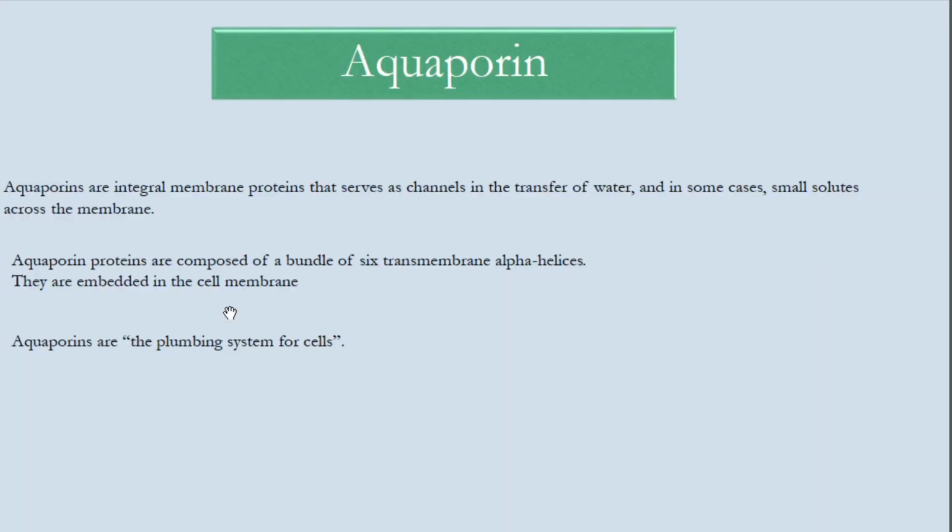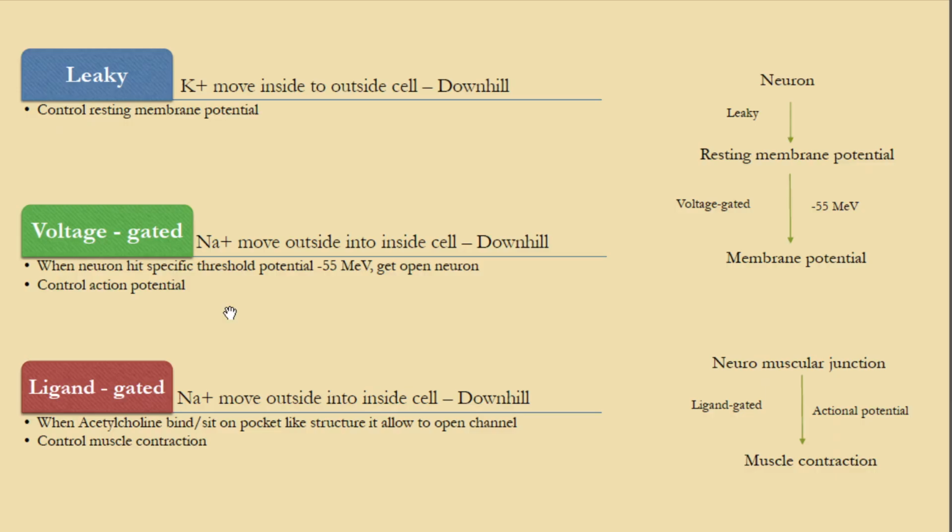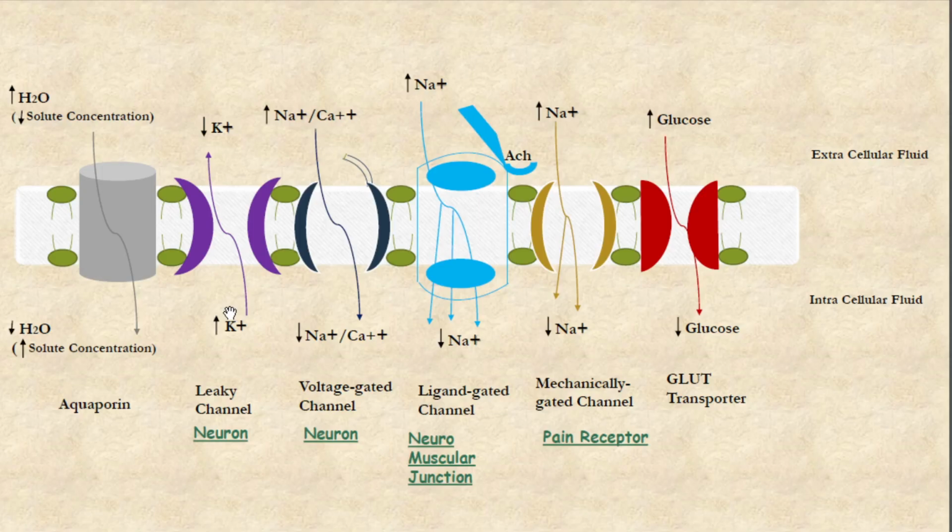Now the next one is leaky channels. Leaky channels are called leaky channels because they are always open and they are potassium selective. They control the resting membrane potential of the neurons. See here, the potassium, which is present in higher concentration within the cell, moves from inside of the cell to outside of the cell with the help of these leaky channels in neurons.